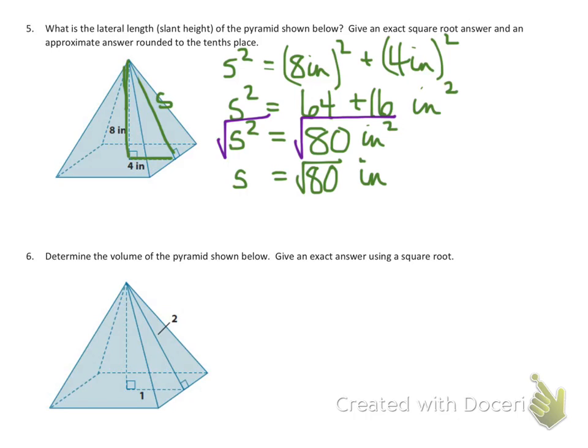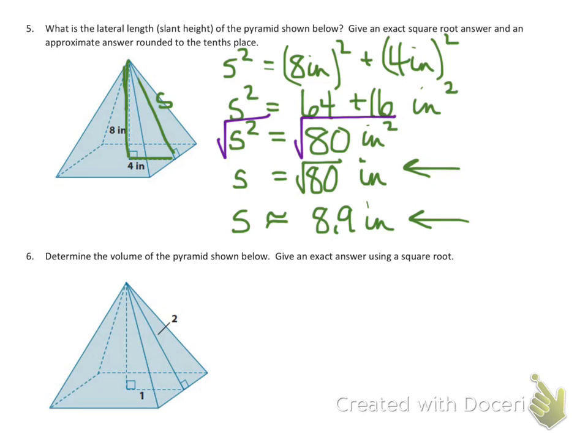And now we want to round it to the tenths place. So we know that the square root of 80 is going to be extremely close to 9, because 9 times 9 equals 81. So if I do either the rational approximation or use my calculator, I'm going to see that S is approximately 8.9 inches, 8 9/10 inches. Okay, so it's an inch longer than the height there. All right, so we found the slant height of that pyramid. We gave it as an exact square root and approximated with a decimal.